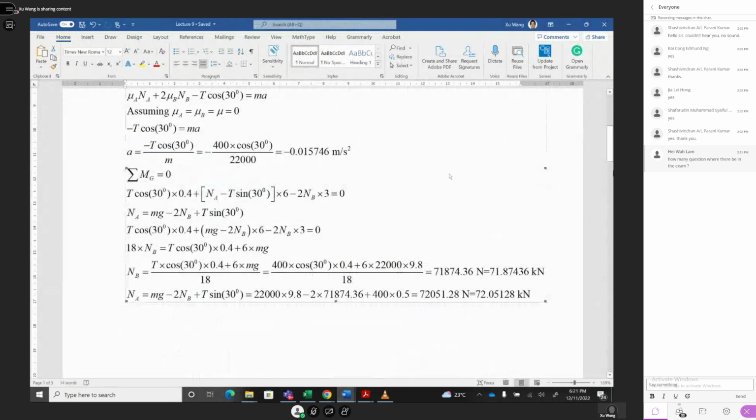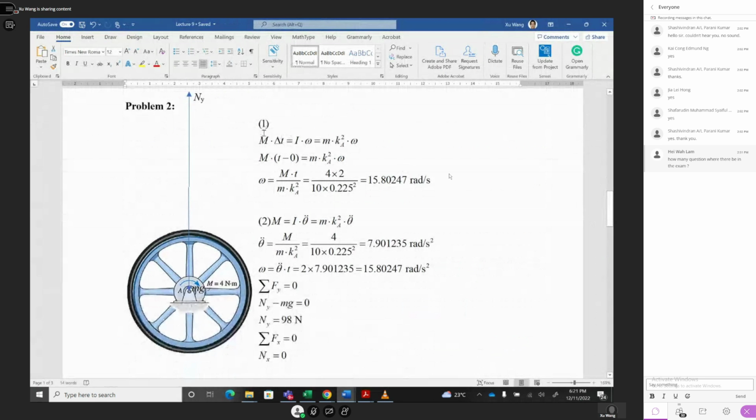So we go to question 2. You have the moment M times delta t, the moment impulse, equal to I omega, where I is m k squared. Delta t is 2 seconds, from 0 to 2 seconds. Then 4, which is your M, multiplied by 2, divided by m, which is 10 kilogram, and k_A squared, with k_A being 0.225, and you get 15.8047 straight away.